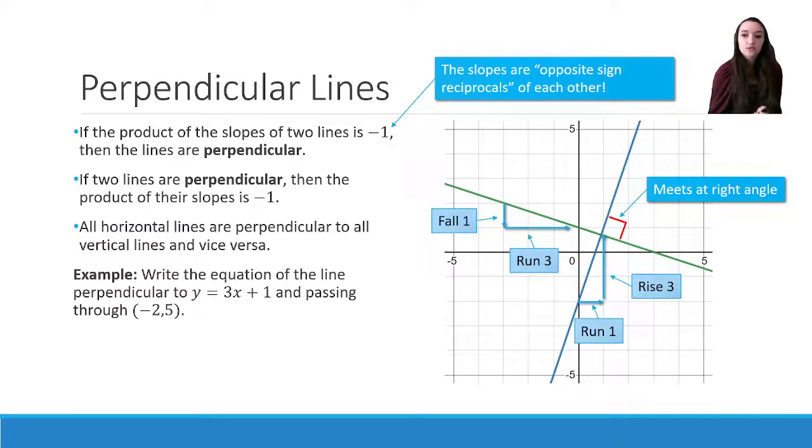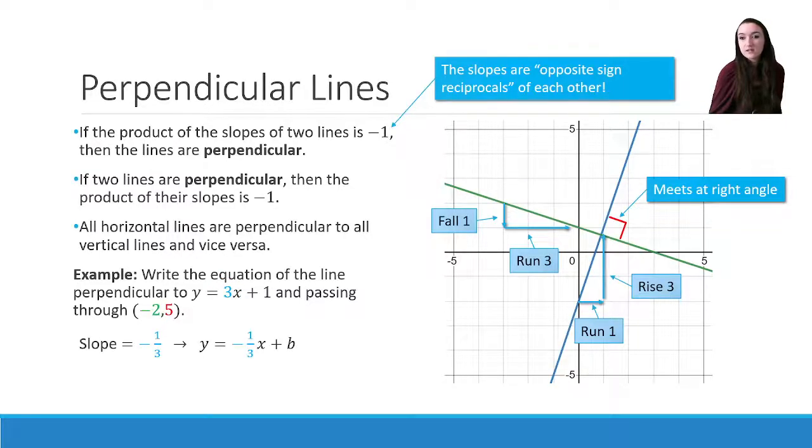Then, for example, if we wanted to write the equation of the line perpendicular to 3x plus 1, which we've seen before in the previous problem, and passing through negative 2, 5, now it's perpendicular, so we know, once again, how to find the slope. That is our first step. Slope is going to be the opposite sign reciprocal of 3. So this is positive 3, so we go negative 3, but then reciprocal negative 1/3. So just like it was in the graph.